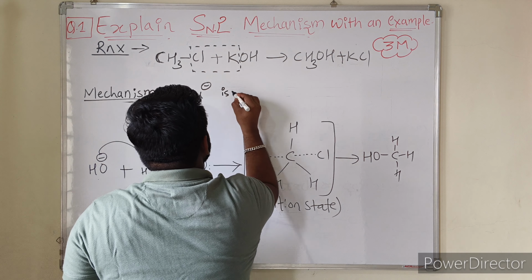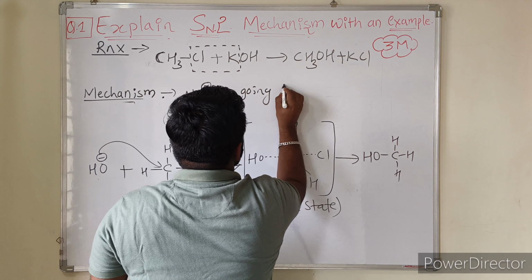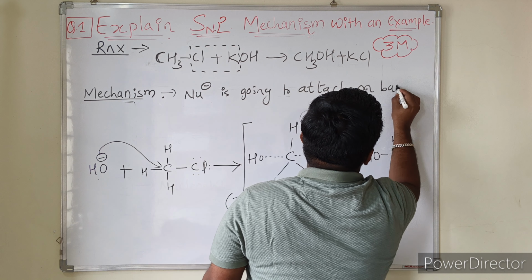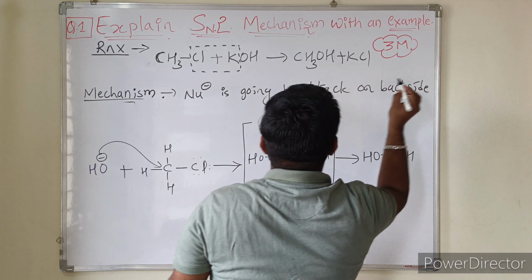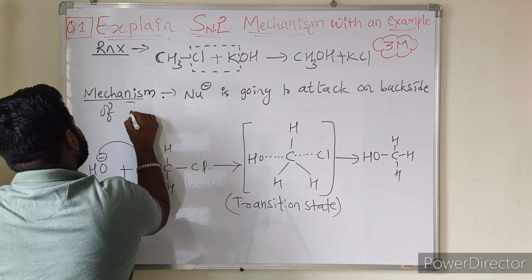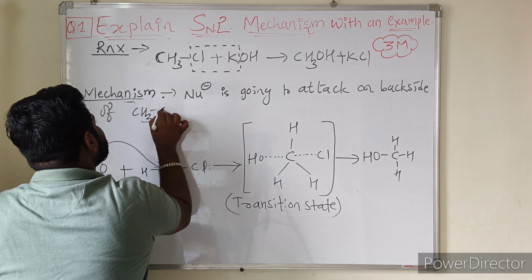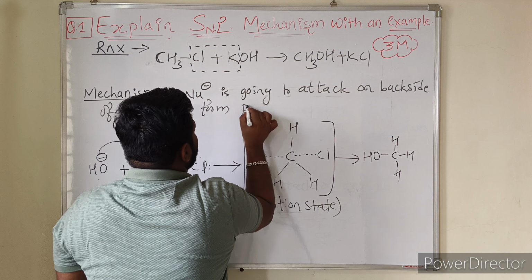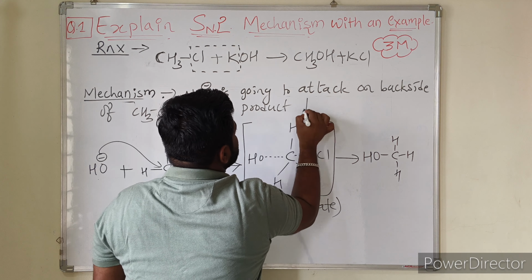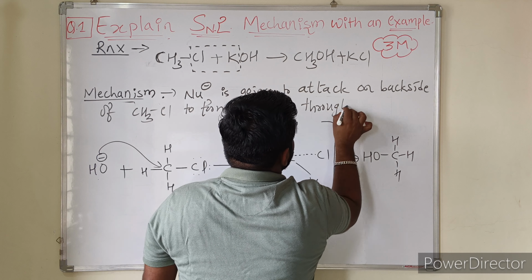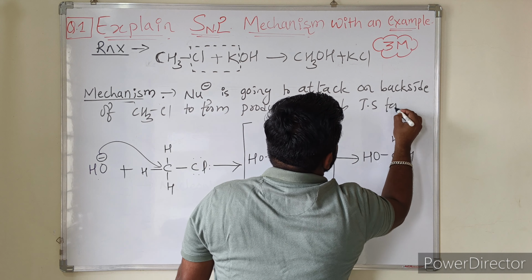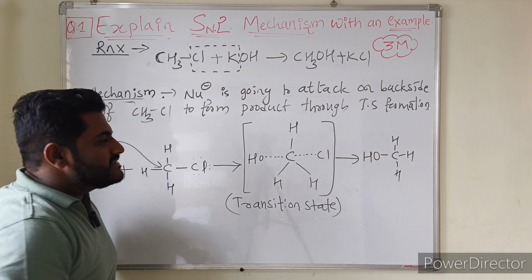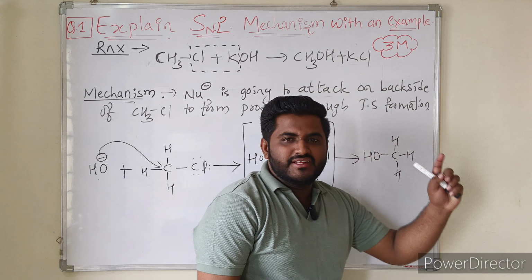Nucleophile is going to attack on the backside of methyl halide to form the product through transition state formation, and you are observing that in one step only everything is happening.